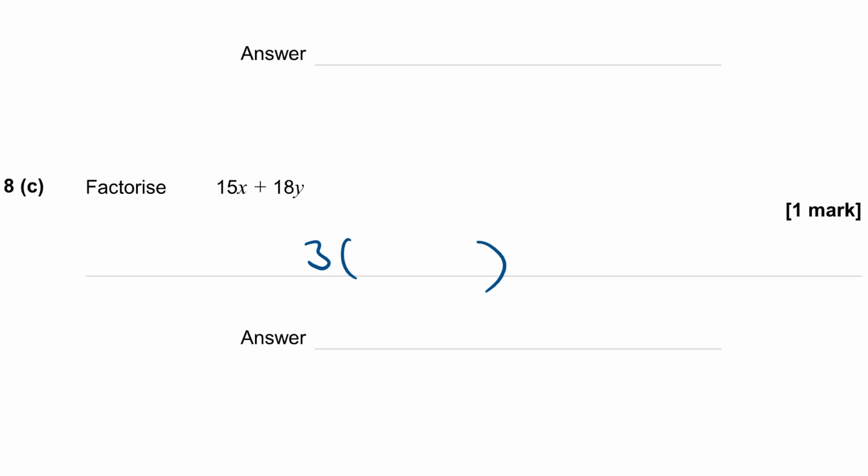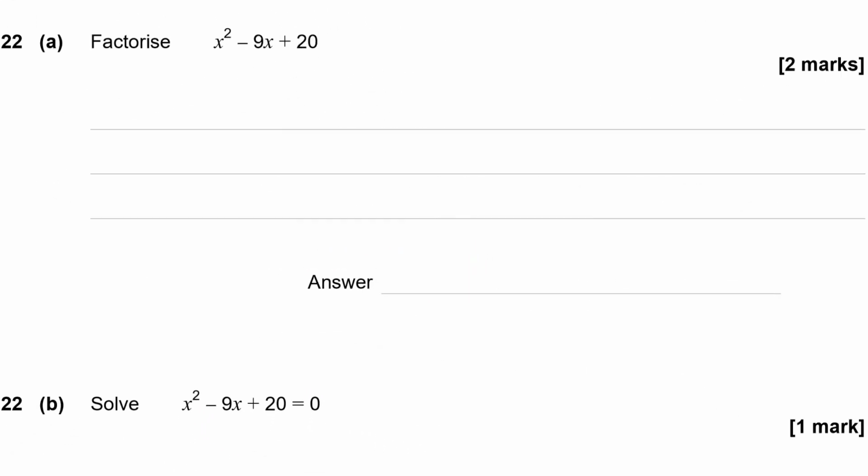Now, to work out what goes on the inside of the bracket, we just need to think about, well, 3 times what is going to give me 15x? Well, 3 times 5x gives me 15x. I'm going to have a plus in between. And 3 times what gives me 18y? Well, 3 times 6y must give me 18y. So I get 3 lots of 5x plus 6y.